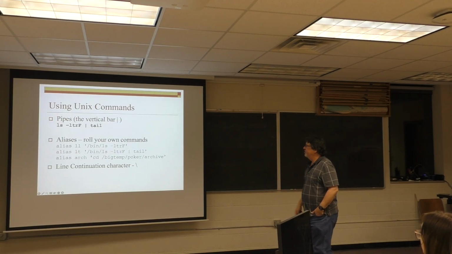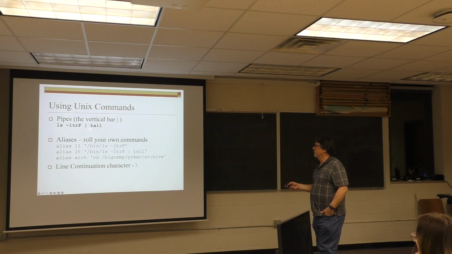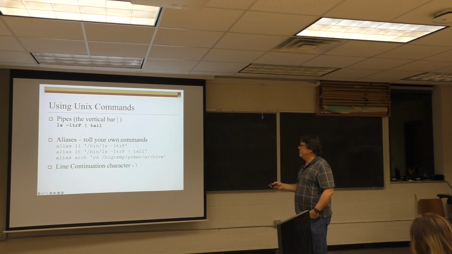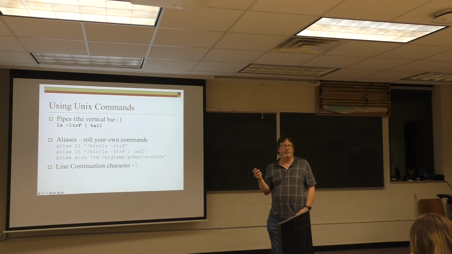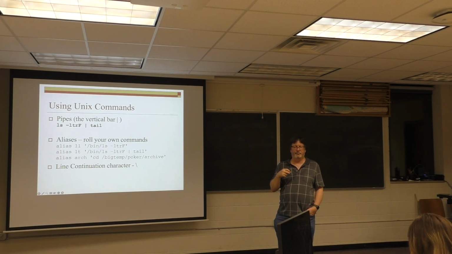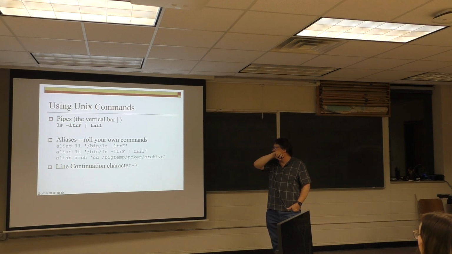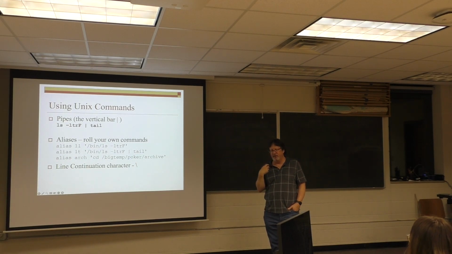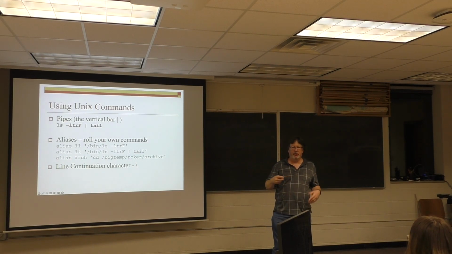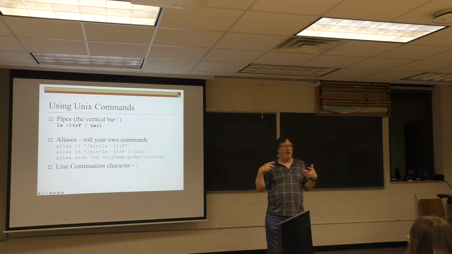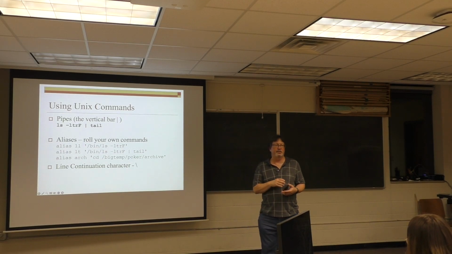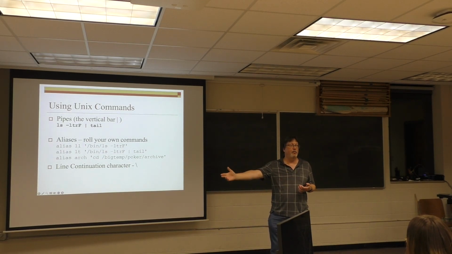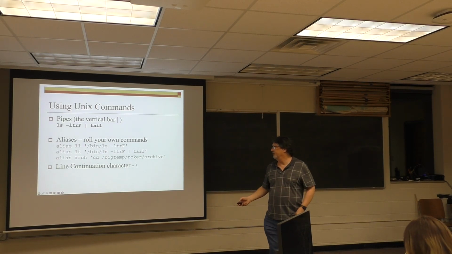Okay, we talked about the pipe already. Here's an example again where you do a long listing and pipe it into tail. I talked about aliases a little bit earlier. If you find yourself changing directory into a really long path all the time, every time you log in, you have to change into this and this and this. You can make an alias, like two or three characters, that runs that longer command, so you only have to type the short one.